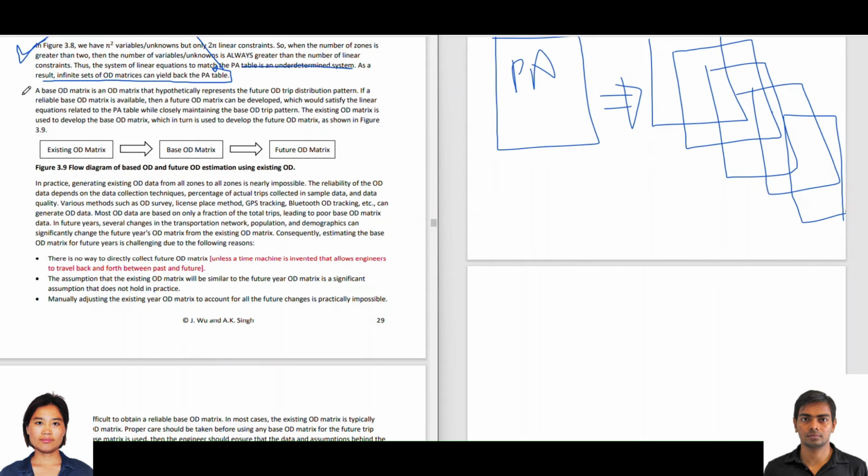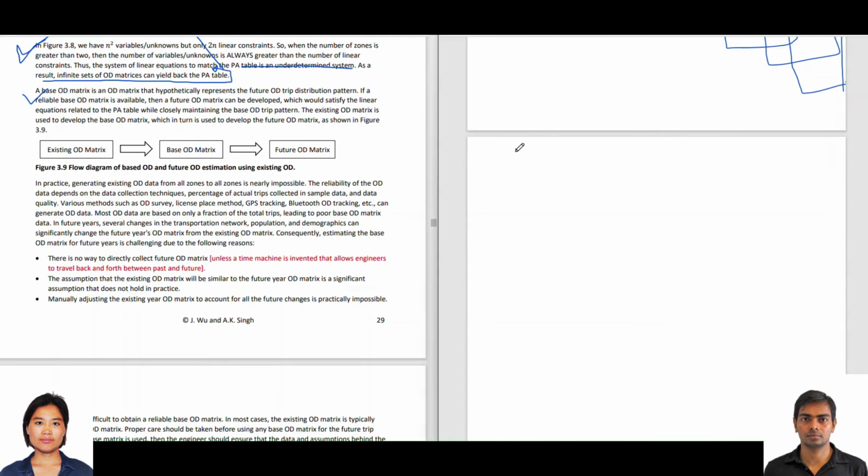Now the next factor talks about base OD. We work on travel demand models to predict future traffic patterns. So usually what we have is some existing data, let's call it existing. What we have is existing count data and a little bit of existing trip pattern.